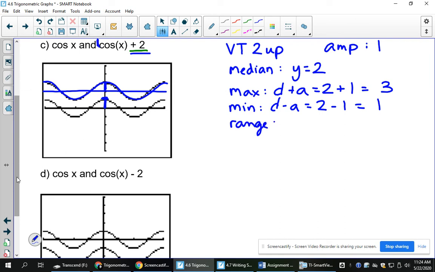I can then say that this graph goes from the smallest value being 1, the biggest number being 3 for range, and period, nothing has changed. It still takes 360 degrees or 2 pi to complete one full wave.